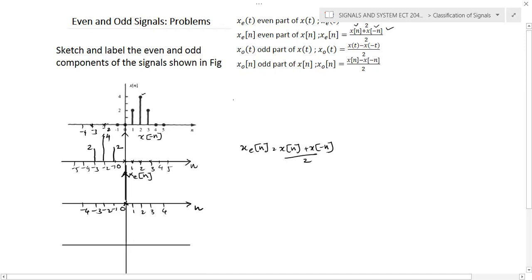Xe of n at n is equal to 0 is 0, and at n is equal to 1 you need to calculate. So here it is 0, here it is 2. So 0 plus 2 by 2. So you'll get 1 here. Okay, and for this particular point 2, here it is 0, here it is 4. So you'll get 0 plus 4 by 2. So you'll get 2. Okay, now for n is equal to 3, for x of minus n it is 0, and here it is 2. So 0 plus 2 by 2, so you'll get 1.